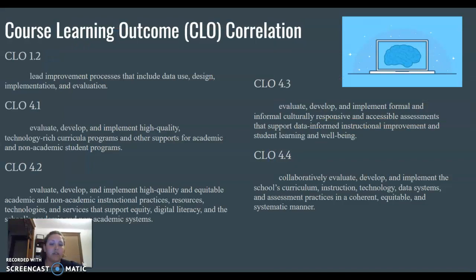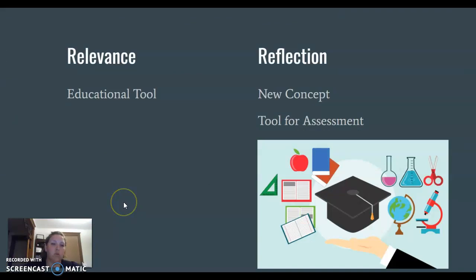I feel like the assignment meets the course learning outcome because we learned about the improvement process that includes data use, design, implementation, and evaluation that reflects the action research. So when it comes to the relevance, I think this is just an additional education tool. It made me think about other ways I could be evaluating student learning in the classroom, how I'm conveying content, things like that. For my reflection, this is a new concept to me.